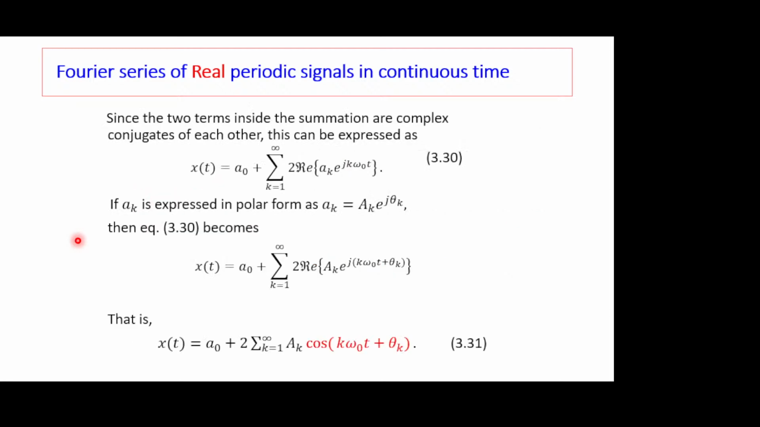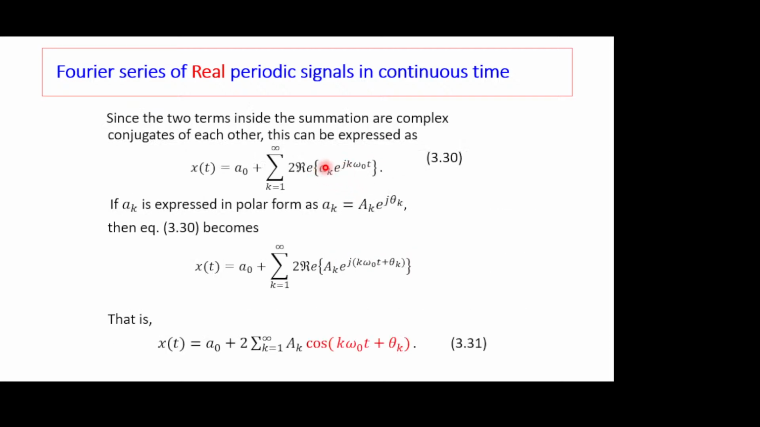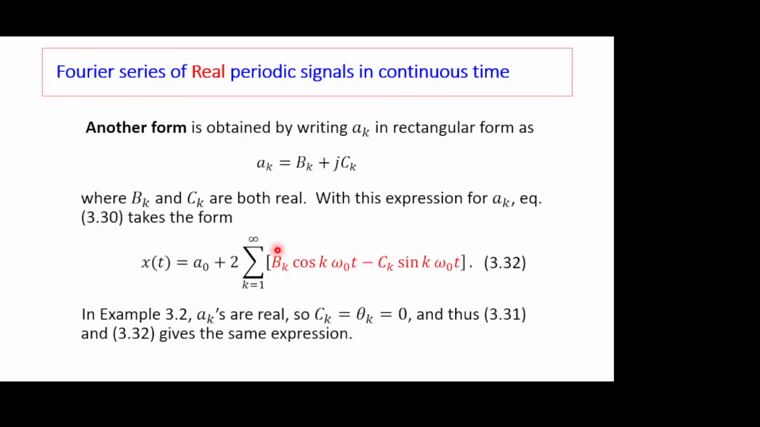So you put ak equal to bk plus j ck here, and take the real part. The real part is real times real, which is bk times cosine of this thing. And the other real part comes from j times j equal to minus 1, so j ck times j sine something gives minus ck sine something.